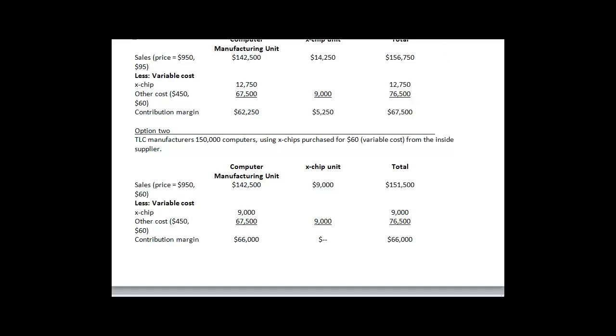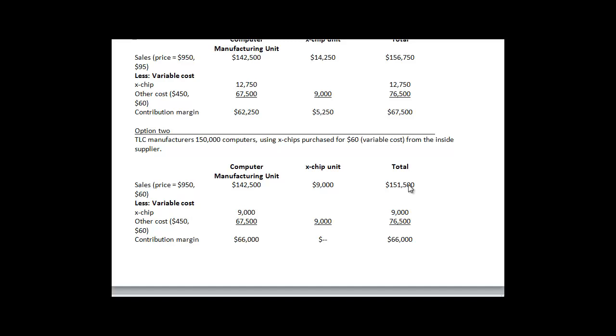$66,000. For the X chip unit, the sales would be the 150,000 computers times the $60, giving you a total of $9,000. That is the same for the other cost, the 150,000 computers times the $60, breaking even for the contribution margin.